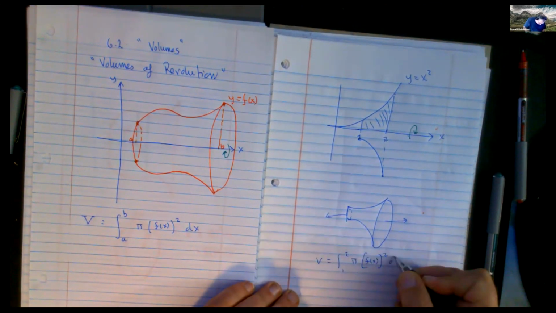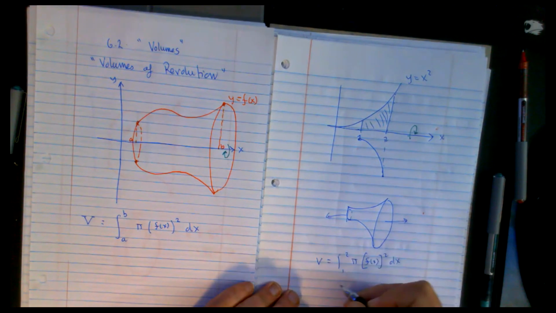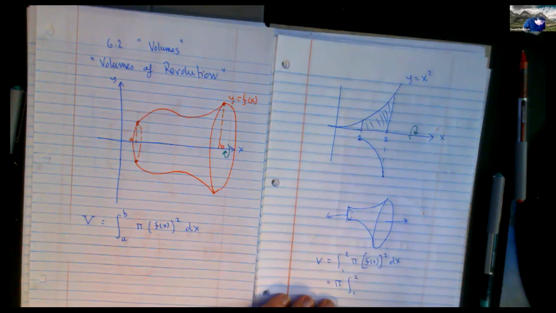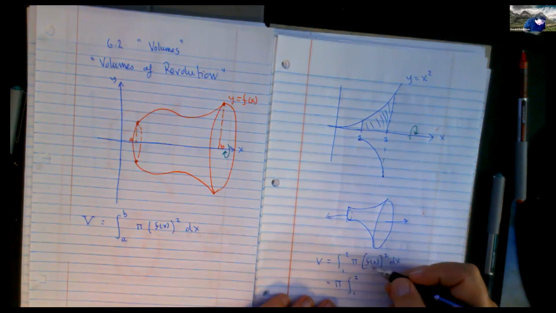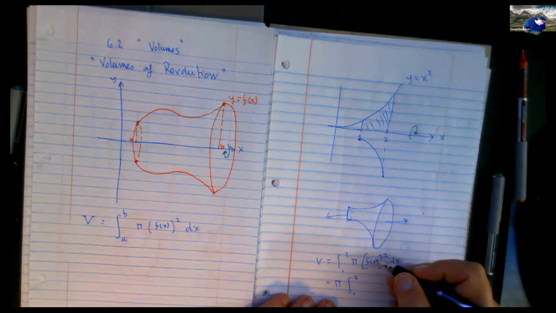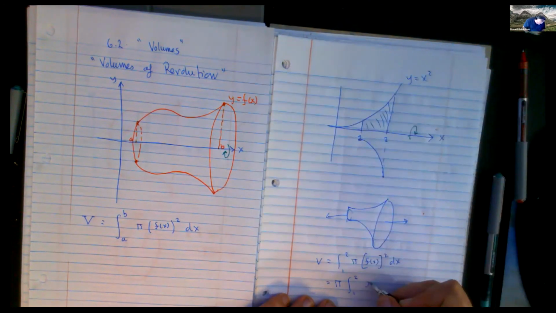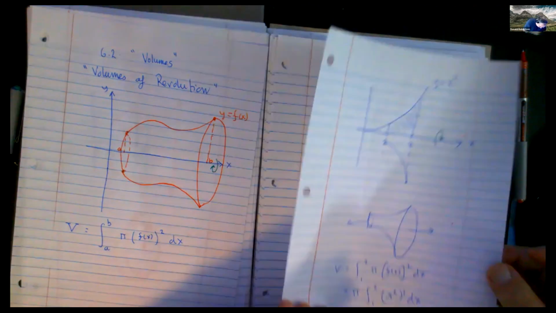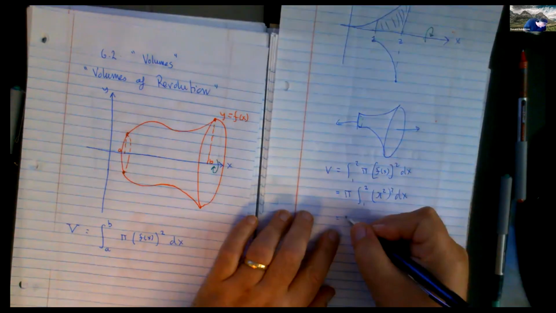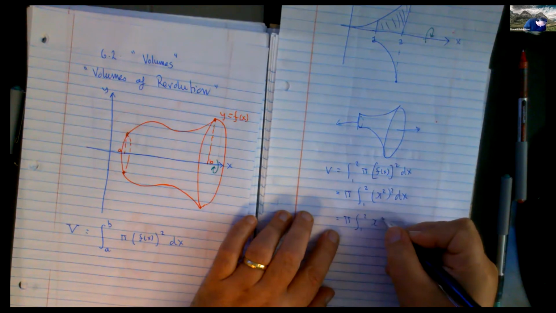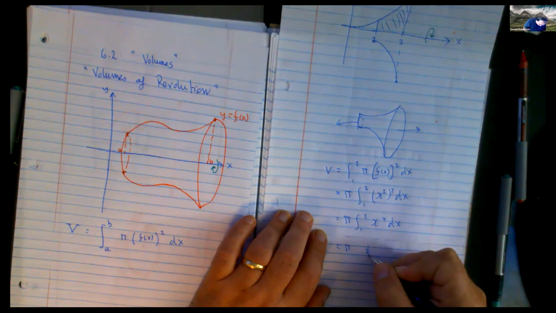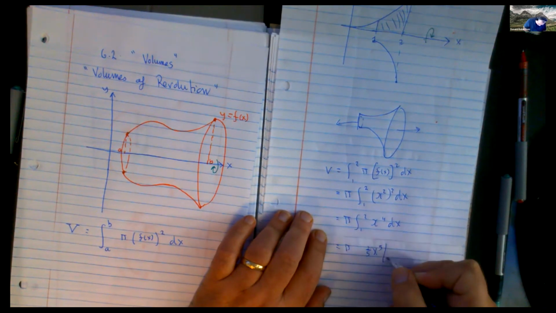I tend to bring out the pi, and I go from 1 to 2. And this fella here is x squared, so basically x squared squared. That becomes pi, the integral from 1 to 2 of x to the 4. And that becomes 1/5 x to the 5, x equals 1 to x equals 2.